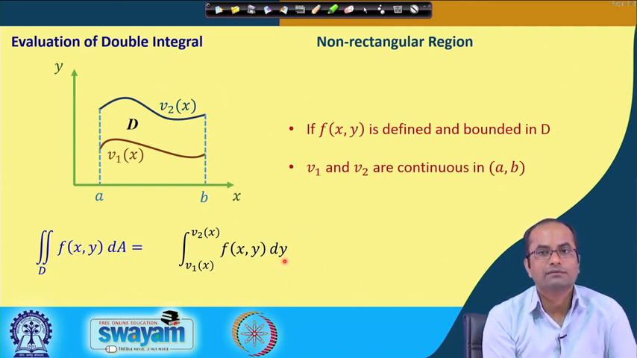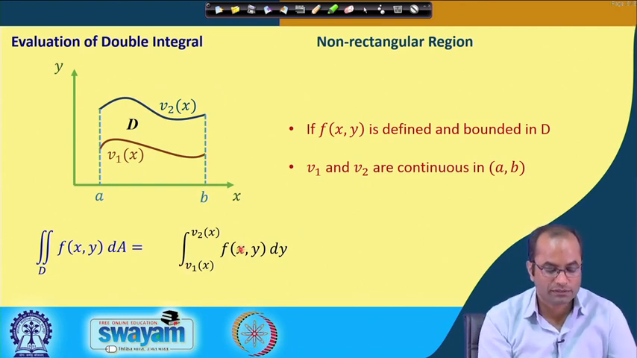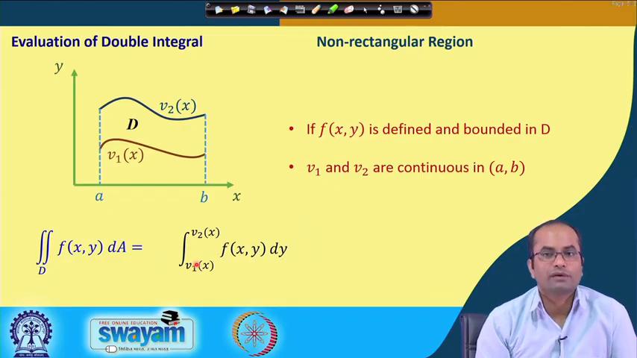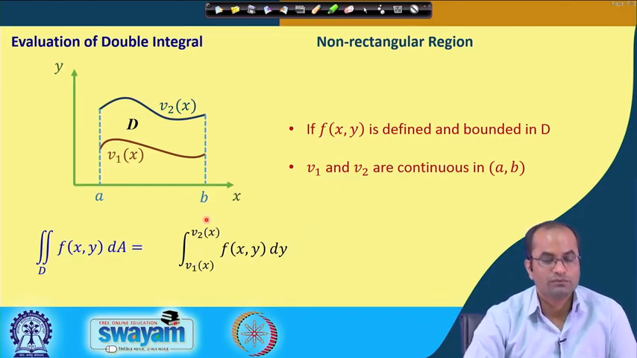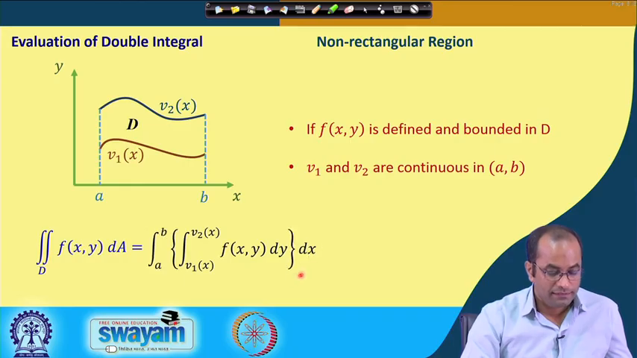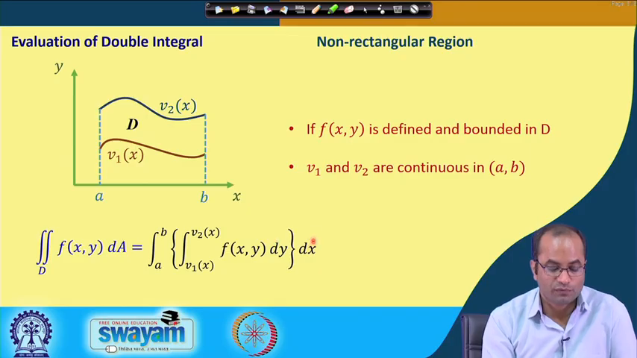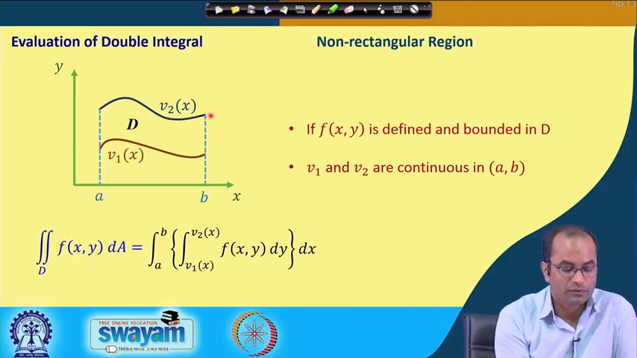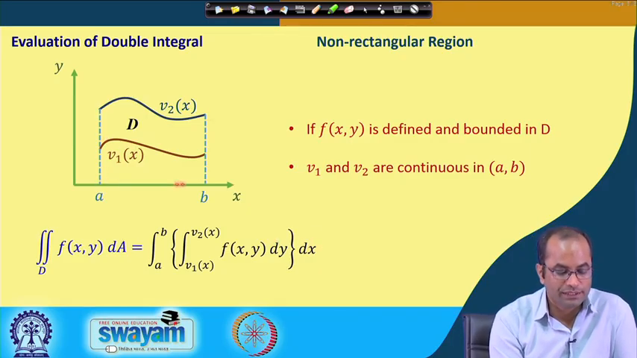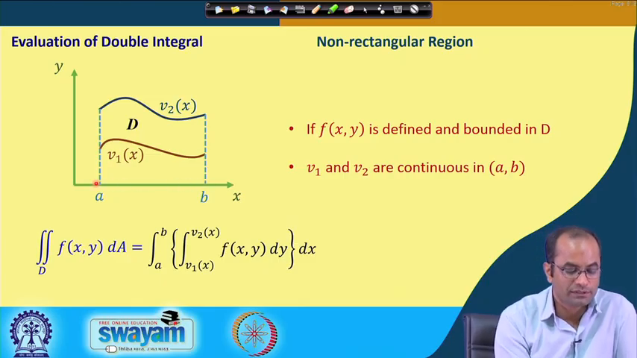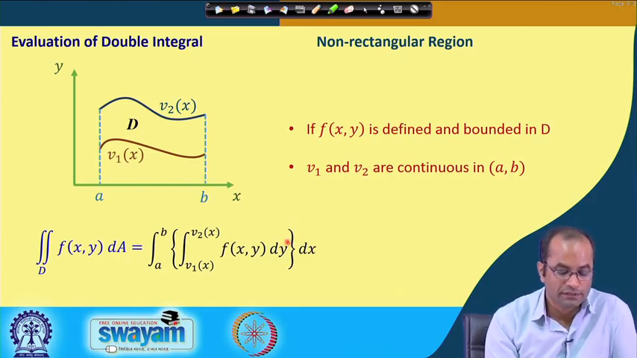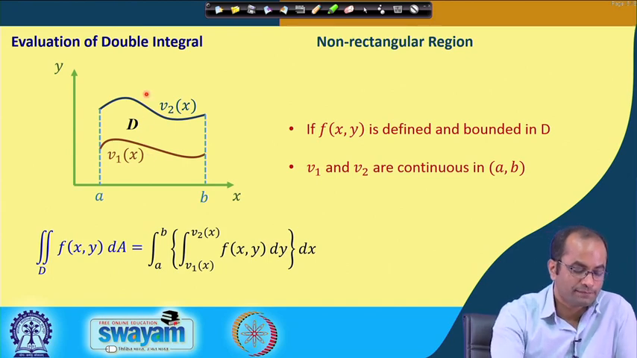Having this integral first, this is again a single integral, because x we are not touching here; we are integrating with respect to y, and taking the limits from v1(x) to v2(x). Once we are done with this integral, we will integrate with respect to x. For x the limits are constant, a to b, but for the inner integral in y the limits depend on x, v1(x) to v2(x).